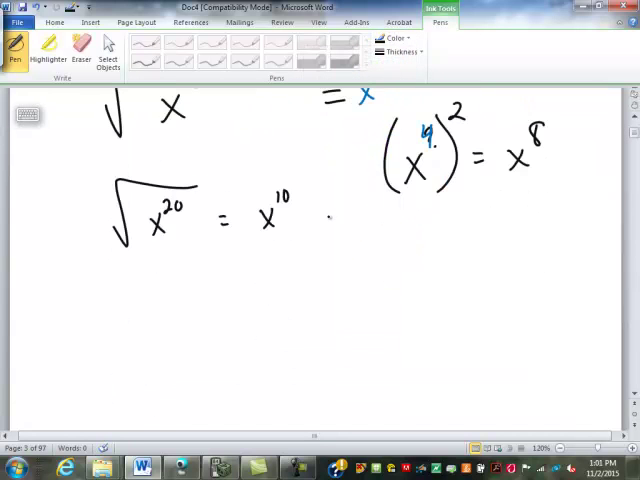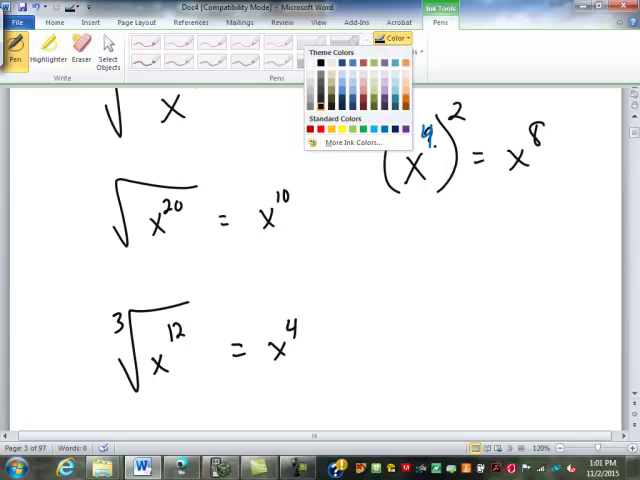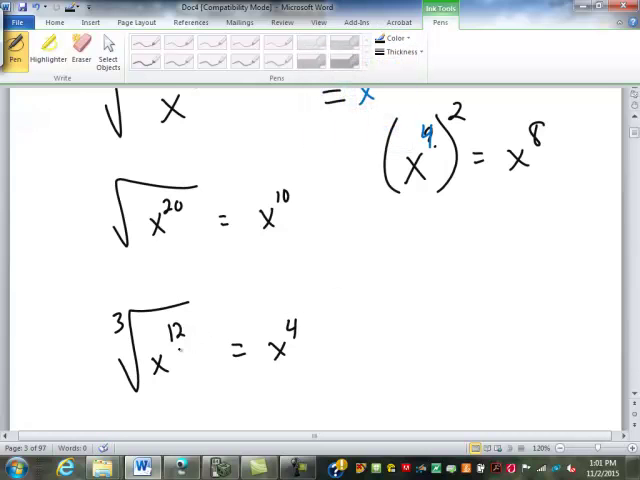So would that make sense then that if we did a cube root, what's that going to be? X to the 4th, because x to the 4th to the 3rd power would be x to the 12th. 4 times 3 is 12. So it's the 3rd root. Basically, you're just taking the power and dividing by the index of the root.